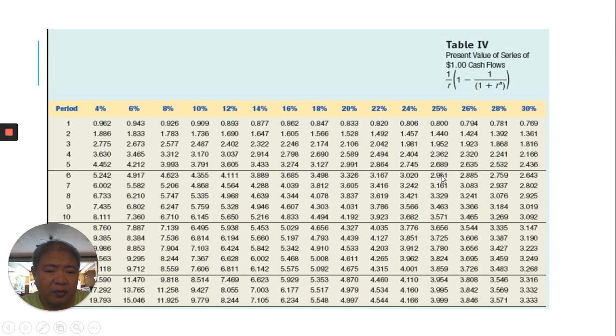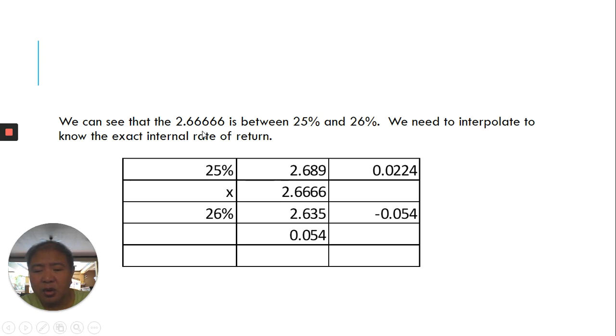We will take these two, the 25% and 26% present value factors. This is the one that we're looking for. The 25% present value factor of an annuity is 2.689, and 26% is 2.635. So it is between. The difference here is 1%. Then we take 2.689 minus 2.666, that's 0.0224, and 2.689 minus 2.635 gives 0.054.